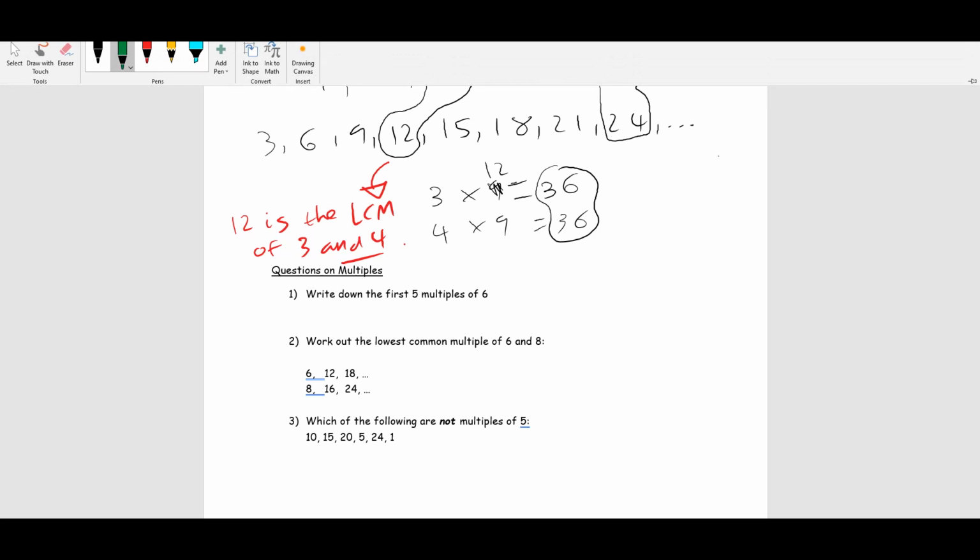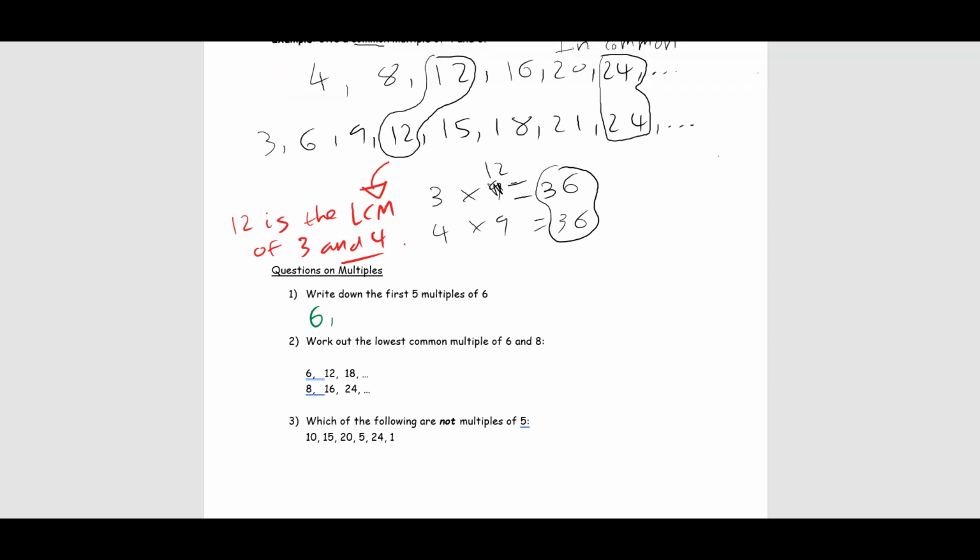So let's go through the answers. So the first 5 multiples of 6, we are looking at the first 5 numbers in the 6 times table. So that's going to be 6, 12, 18, 24, and 30. Those are the first 5 multiples of 6.